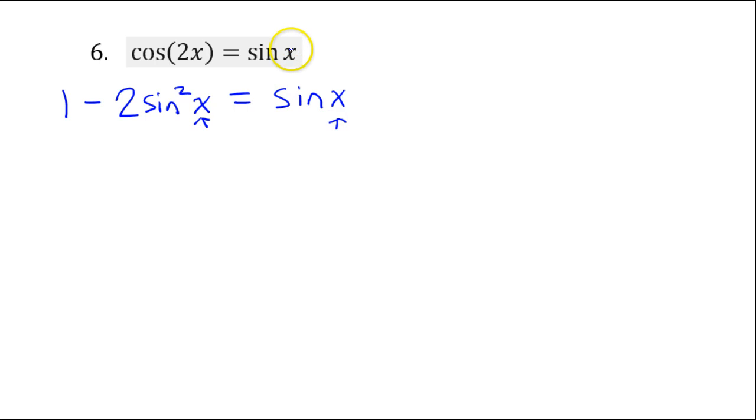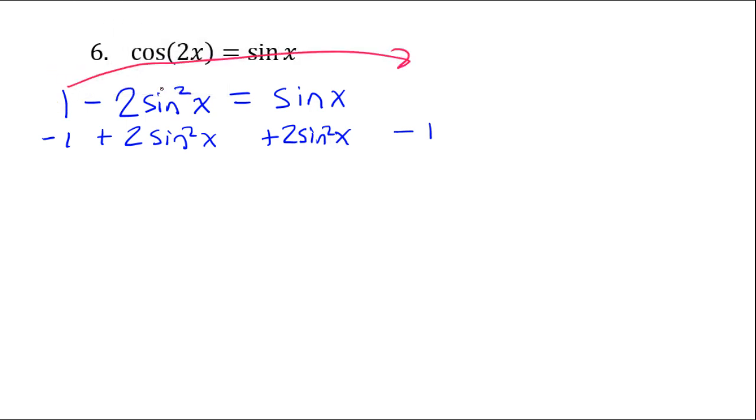You can't do it if one of them is x and one of them is 2x. It has to be the same variable. So this should be doable. I'm going to get 0 on one side. So I'm going to subtract 1 from both sides, and I'm going to add 2 sine squared x to both sides. In other words, I'm moving the 1 and the 2 sine squared to the right-hand side.